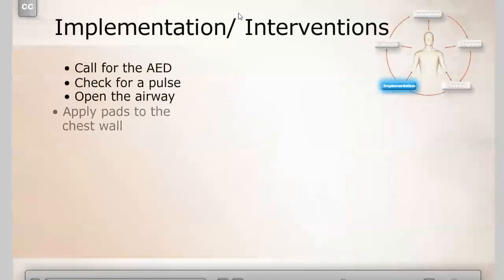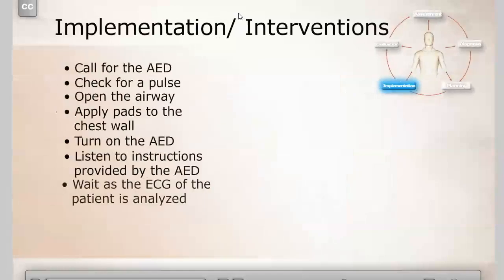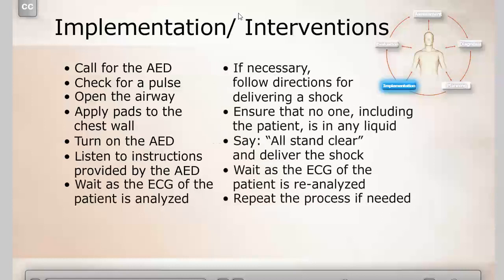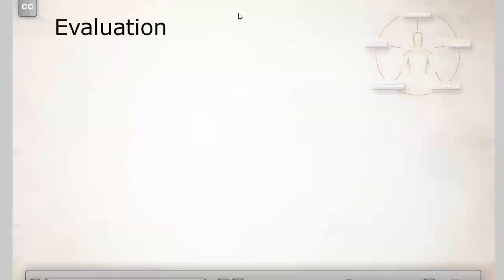Here is a list of the interventions you would perform for this patient with decreased cardiac output. If this were not an emergency and you were writing a care plan, you would list all of these interventions for the patient to ensure continuity of care.